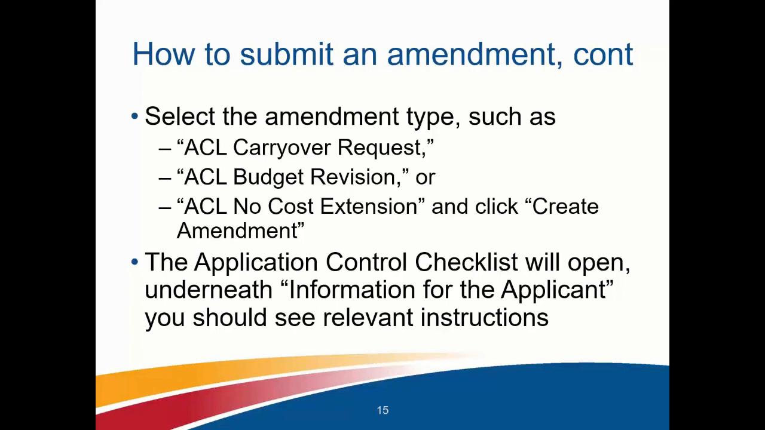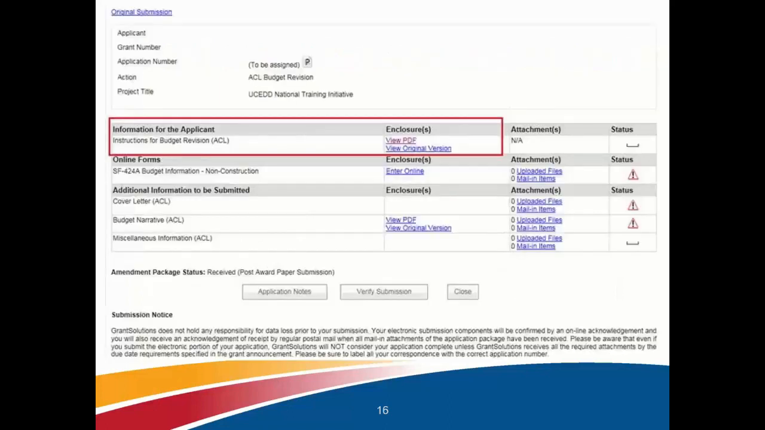Select amendment types such as ACL carryover request, a budget revision, a no-cost extension, or create a new amendment. Click the application control list checklist. It will open underneath information for the applicant. You should see relevant instructions.